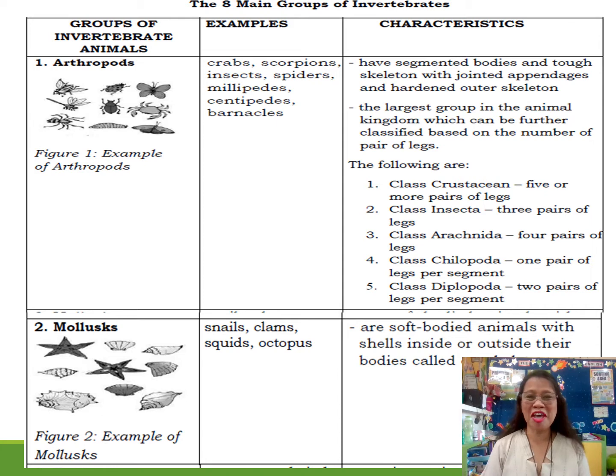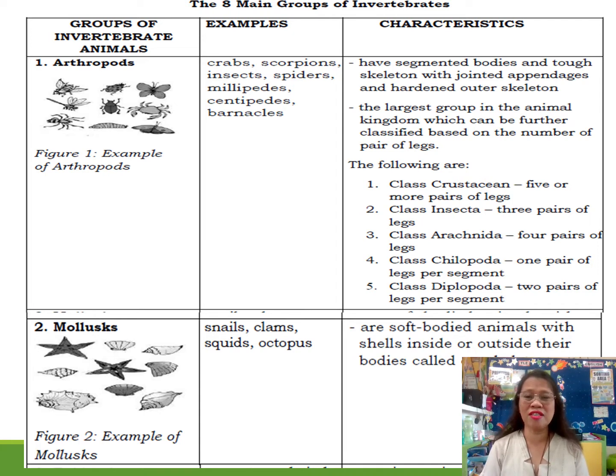Invertebrates class has 8 main groups. The first group is a group of arthropods or Arthropoda. They have segmented bodies and tough skeleton with jointed appendages and hardened outer skeleton. Now, of all the groups of invertebrates, this is the largest group in the animal kingdom, which can be further classified on the number or pairs of legs.